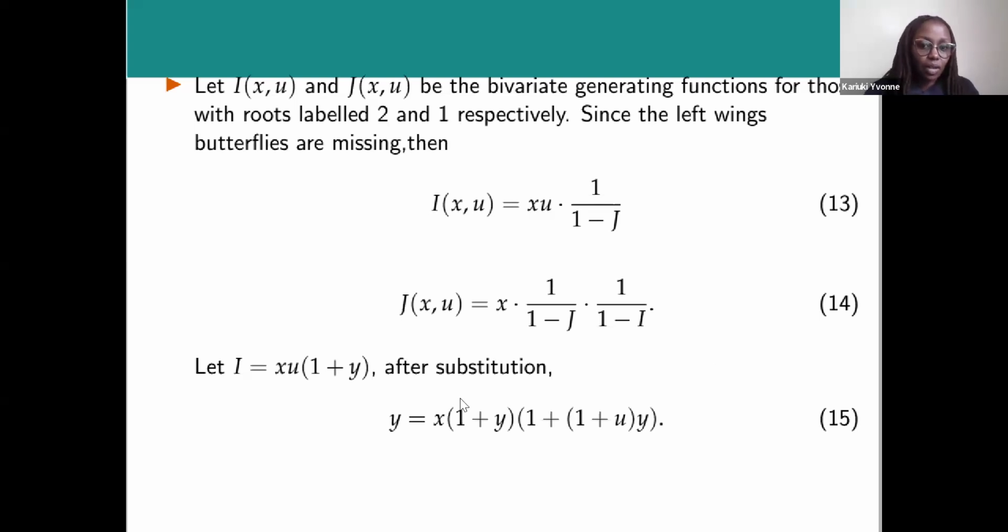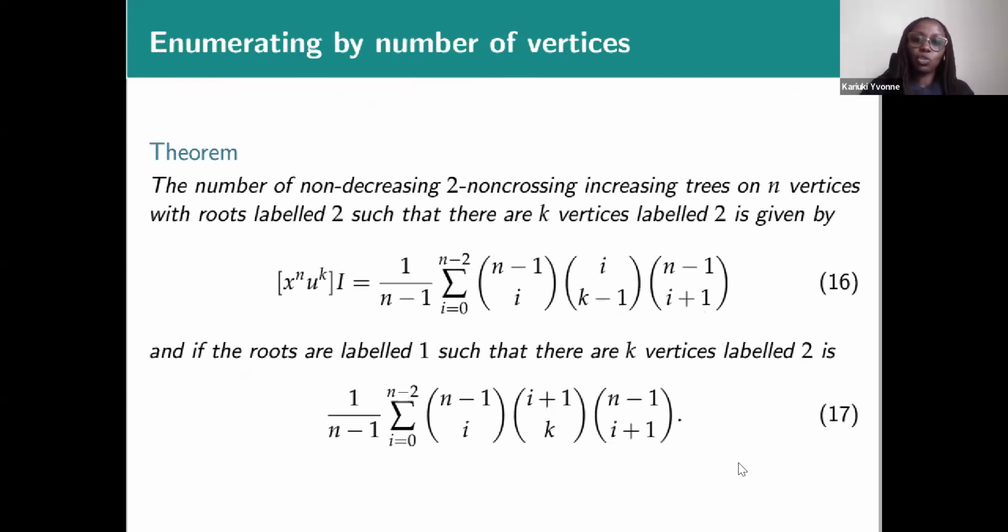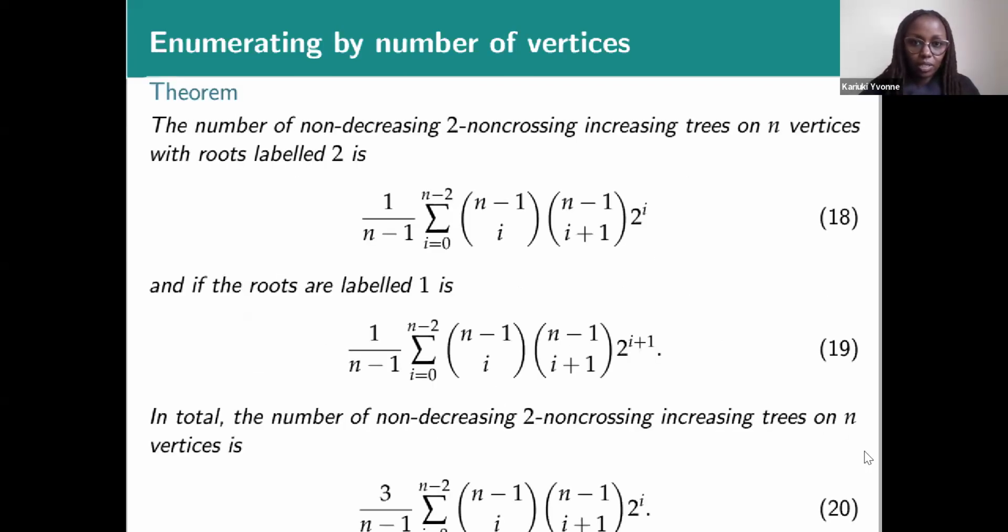So again, I still used the value x, u1 plus y, did further manipulation, and I've not shown the calculations, I've just given the results. I was able to obtain the number of those trees, these increasing ones now, when the root is labeled 2 and when the root is labeled 1, equation 17. And also, if you just sum without caring about how many of those are labeled 2, that is, if you put the value of u to be 1, you get these three formulas.